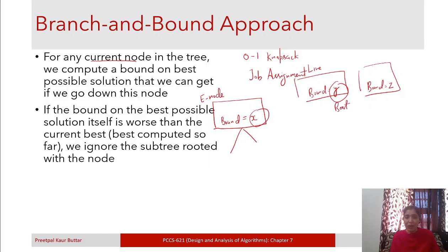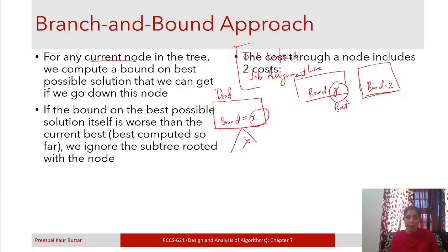If x is worse than y, then we will ignore this subtree, right? We will not explore this tree any further. This will become a dead node, and we will explore the node which has the best bound out of all the live nodes. So this was the strategy you might be able to recall, which we used in these problems also.